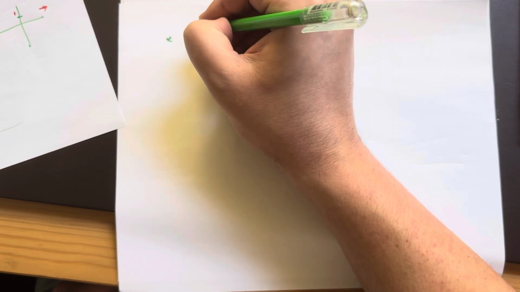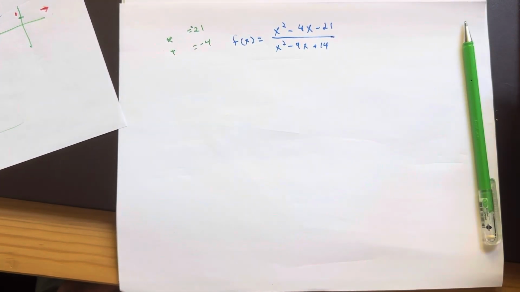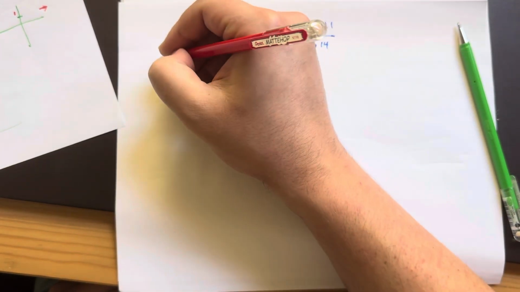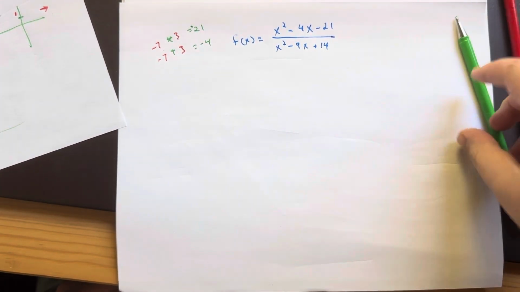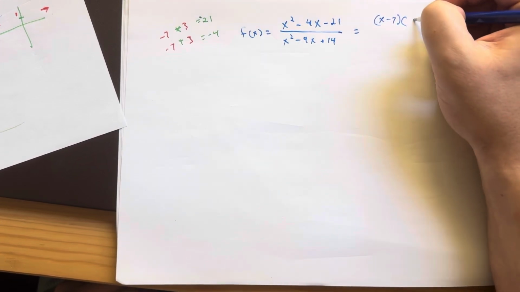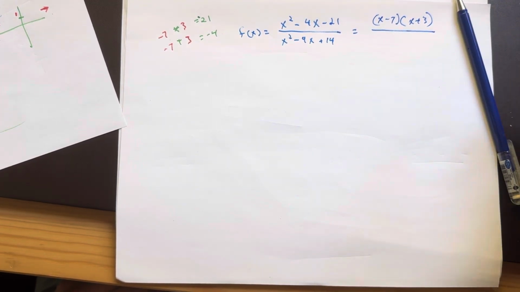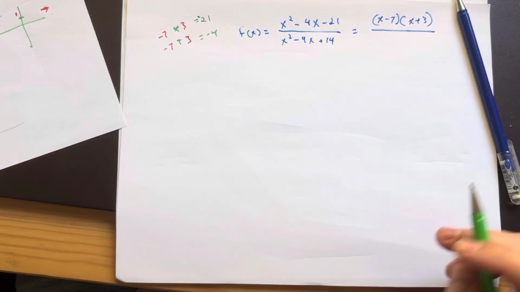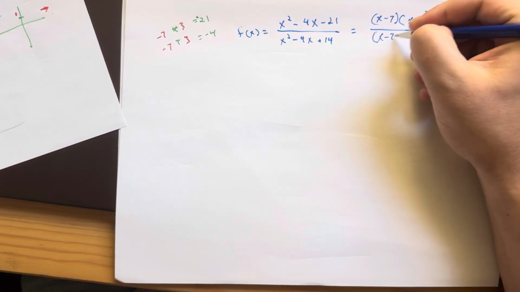How do I multiply to negative 21, but add up to negative 4? Let's think. I'm betting there's a negative 7 in there and positive 3. Is that right? Yes, I'm the best. So I can rewrite my numerator: x minus 7, x plus 3, over, let's see, two numbers that multiply to 14 and add up to negative 9. 2 and 7, but they both got to be negative. Negative 2, negative 7. Ooh, hot dog.